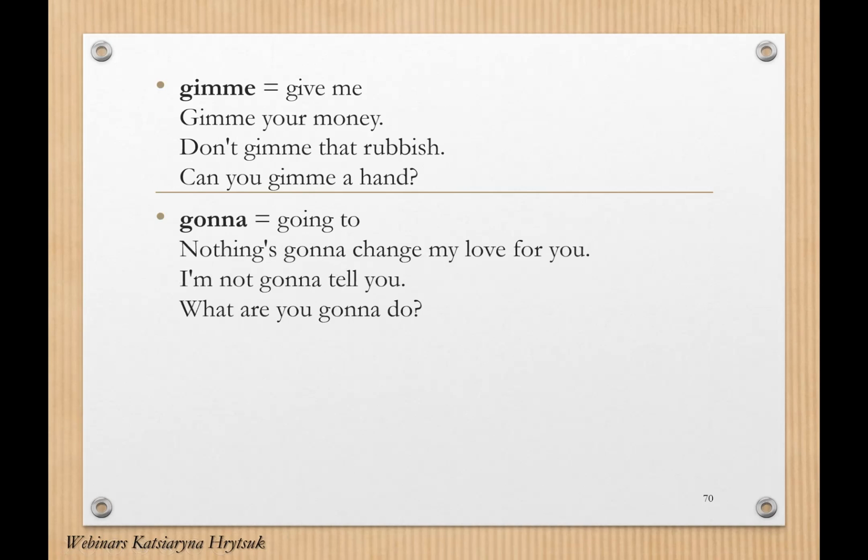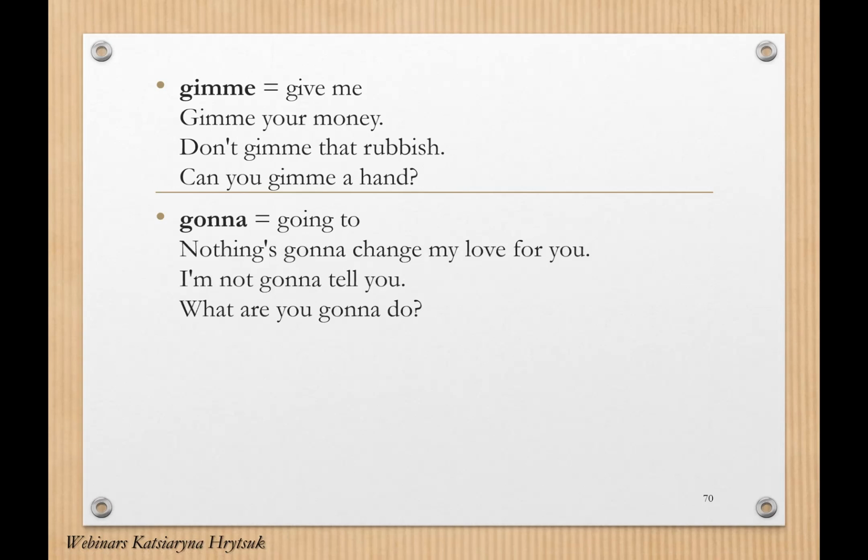This is one of my favorites: gimme and gonna. Sophia, can you try? Gimme, give me. Give me your money. Don't give me that rubbish. Can you give me a hand? Can you help me? Can you give me a hand?